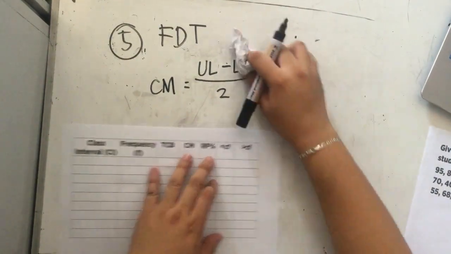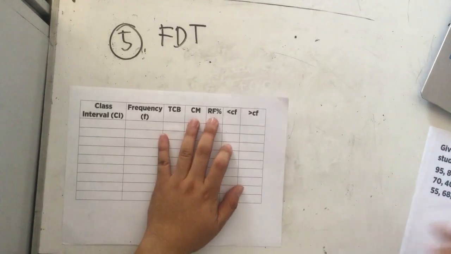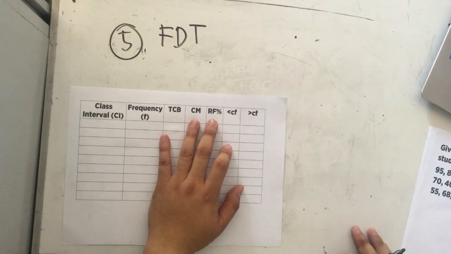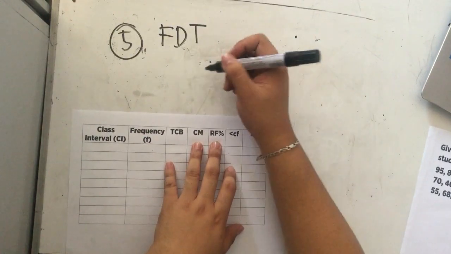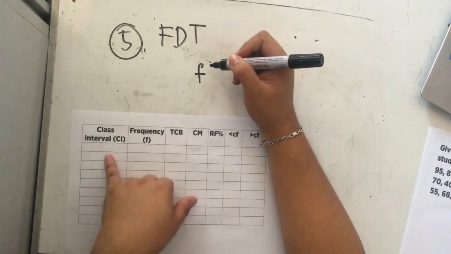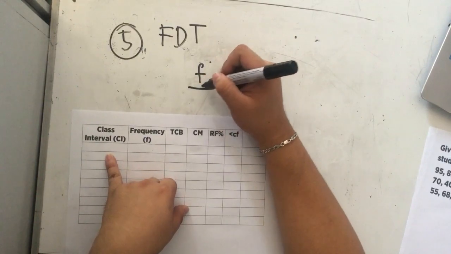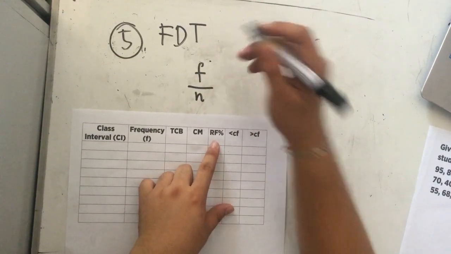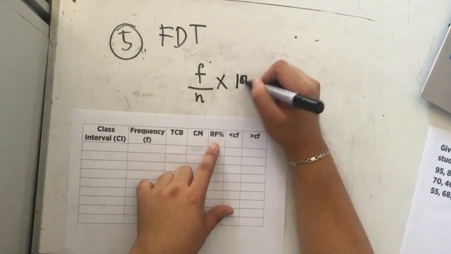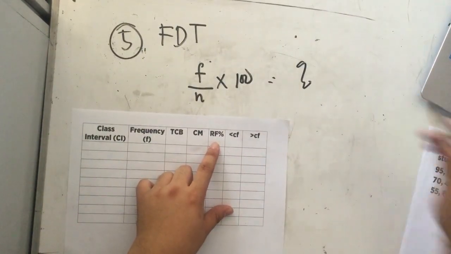Okay? Next, we have our relative frequency or our RF. So it is in a form of percentage. So kinukuha natin siya doon sa frequency ng interval natin over doon sa overall number of observation. Okay? In a form of percentage. So times 100 para maging percentage siya.